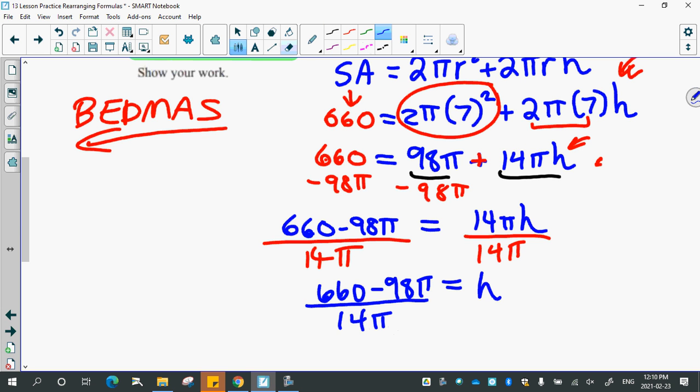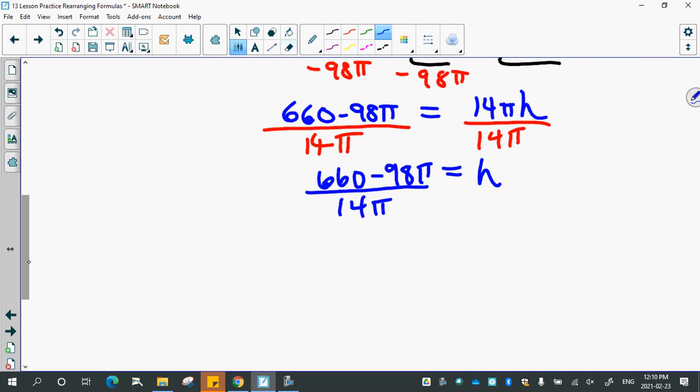So there's my answer, that's what h equals, but I want to see it as a decimal number. So I'm going to rewrite it like this first. I want to figure out what that is using my calculator now. So give me the first step. It's going to take steps. I want to figure out what this is on the calculator. Yep. Divide 98 pi by 14 pi.